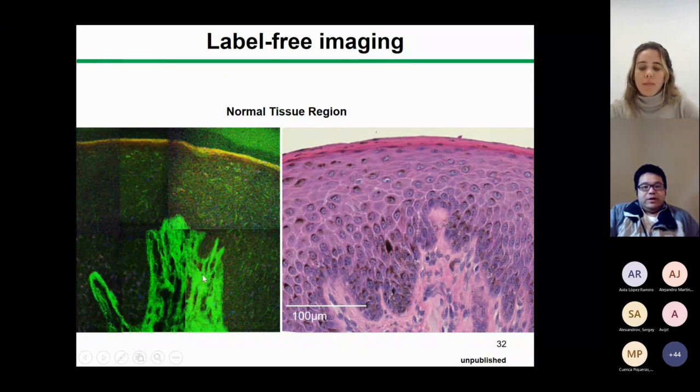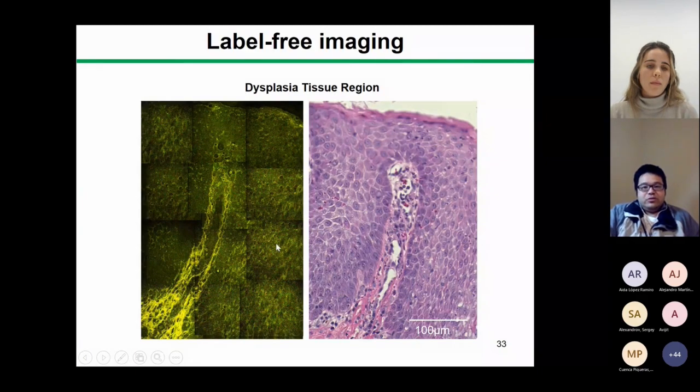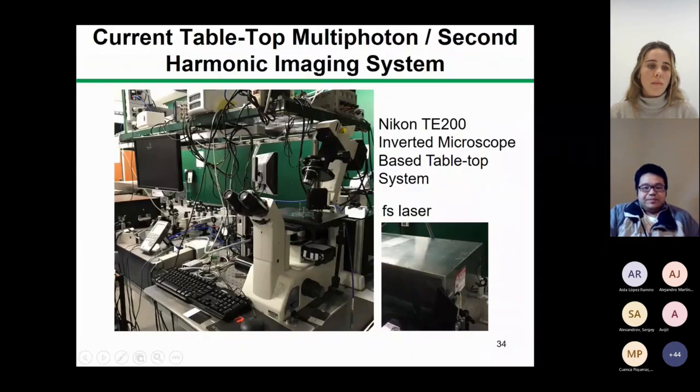So you can do in vivo imaging of the tumor area directly. For the normal area, when we use the multiphoton tabletop system, you can tell the morphology is close to the gold standard histology slice. And this is a tumor area, this is a dysplasia area, and we use stitching to get a larger frame.